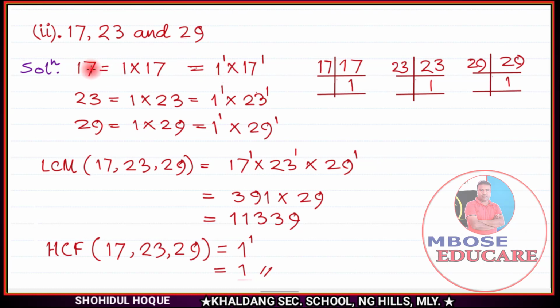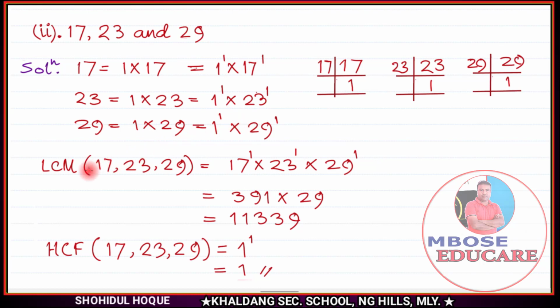Prime factorization of 17 is equal to 1 into 17. We shall write it in power form, that is 1 to the power 1 and 17 to the power 1. 23 is equal to 1 into 23, in the power notation, 1 to the power 1, 23 to the power 1. Similarly, 29, the prime factorization is 29 and 1. 29 is equal to 1 into 29. So in the power notation, 1 to the power 1 and 29 to the power 1.